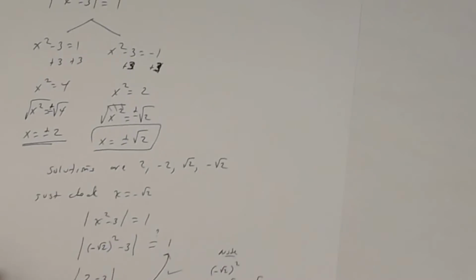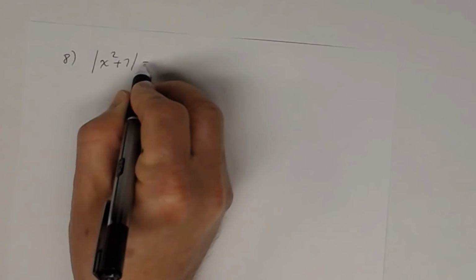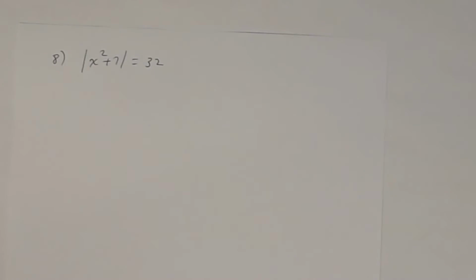All right, let's do 1 or 2 more with a quadratic expression. So let's look at number 8. Number 8, let's say we had this one. We had x squared plus 7 equal 32. All right, so it kind of looks like number 7, right?